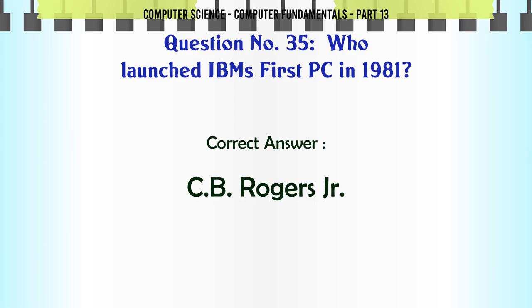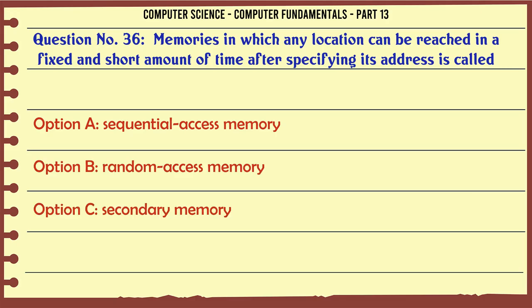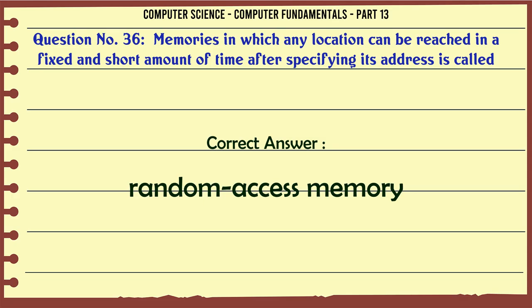Rogers Jr. Memories in which any location can be reached in a fixed and short amount of time after specifying its address is called A. Sequential access memory. B. Random access memory. C. Secondary memory. D. Mass storage. The correct answer is random access memory.